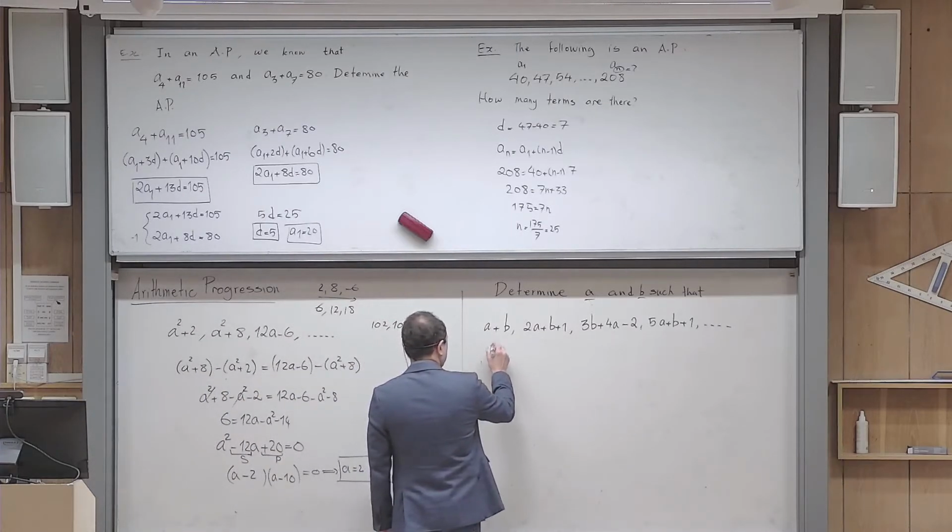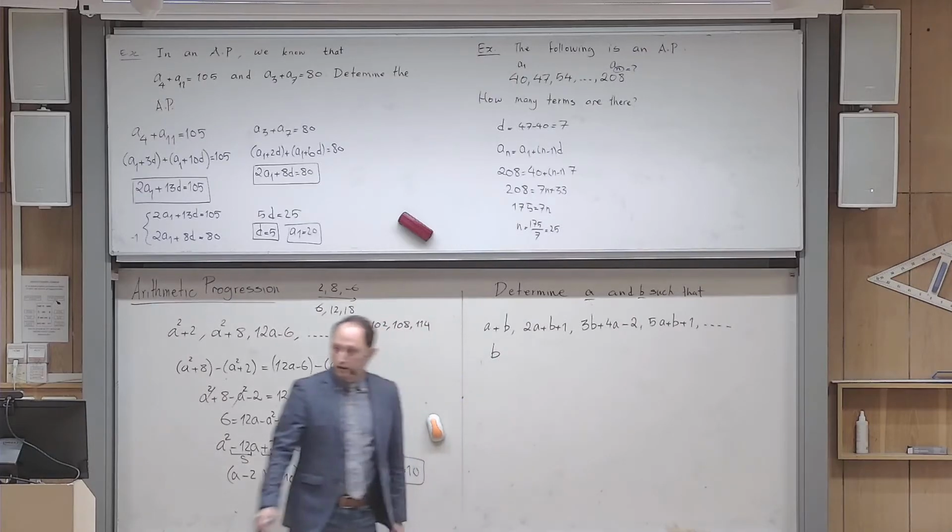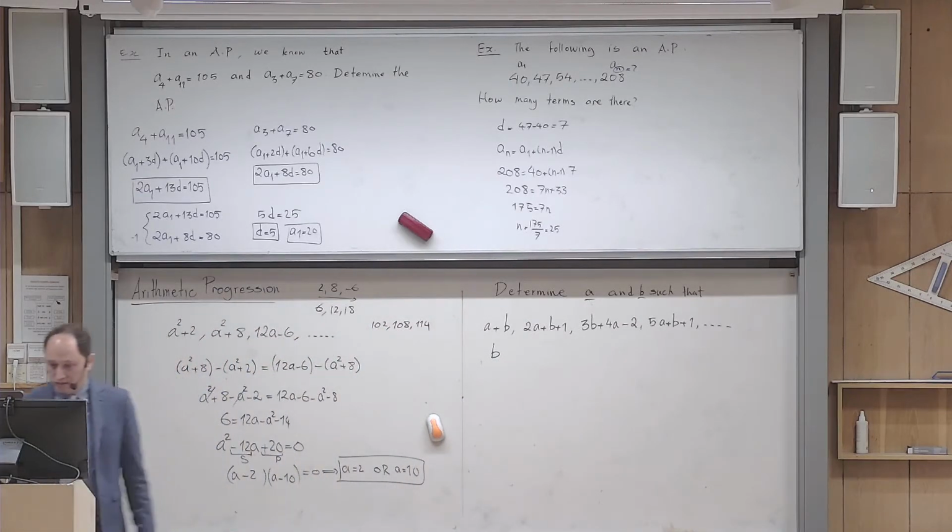Yes? Is A equals 2 and B equals 1 an answer? A is equal to 2 is correct, but your B is wrong, I think. According to the book, A is 2, but B is not what you said. You said 1.5 or something? 1. No, B is not 1. A is 2, B is 3.